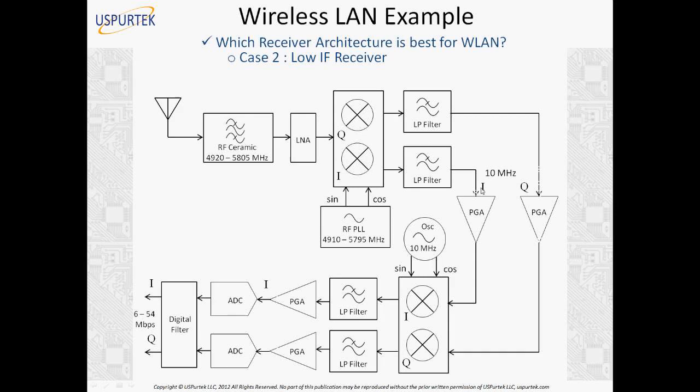So pros are no need for IF SAW filters because the frequency is much lower. IF SAW filters are needed at higher frequencies. So no need for an IF SAW filter and a PLL for IF. That will reduce the cost definitely. No DC offsets because it's a super heterodyne.